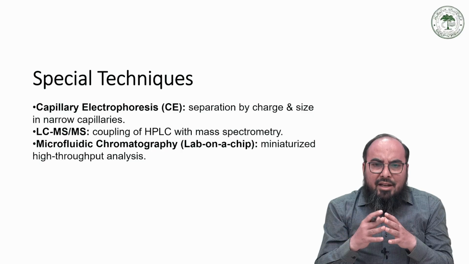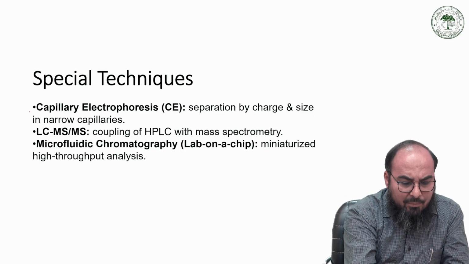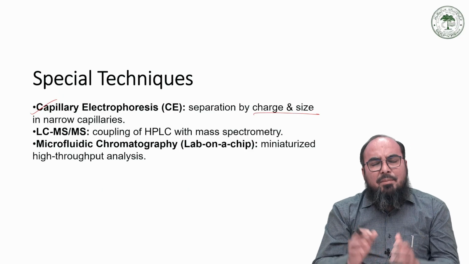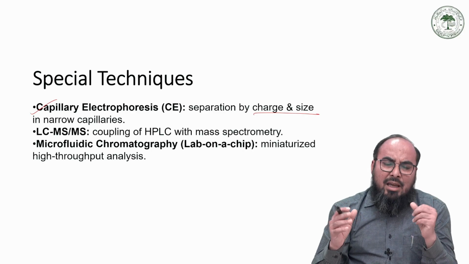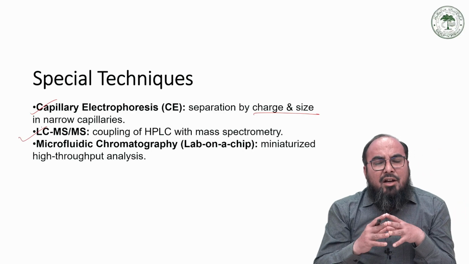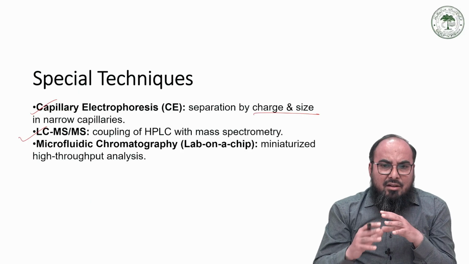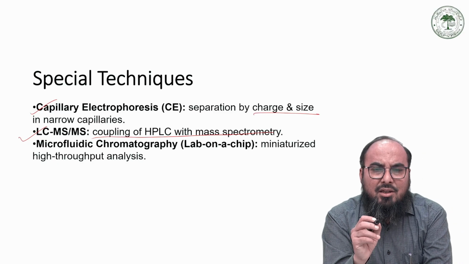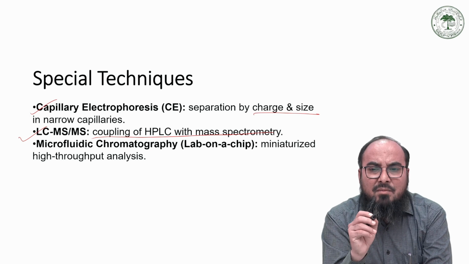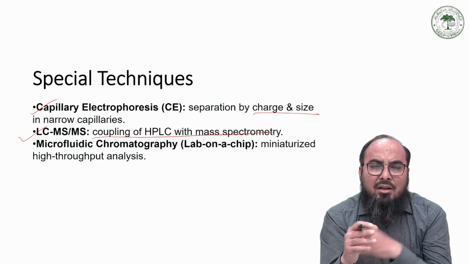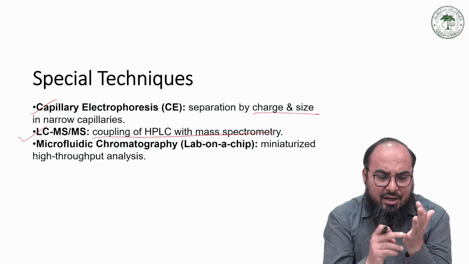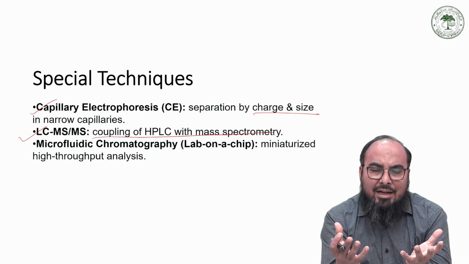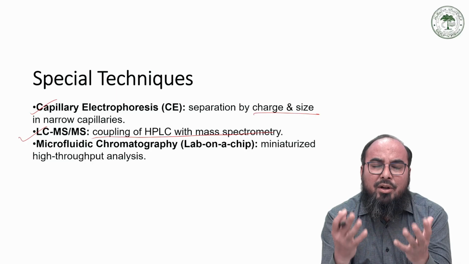Now there are other special techniques also for special purposes. For example, we have capillary electrophoresis. Here the principle of separation is the charge and the size, and the separation occurs in very narrow capillaries. Similarly, we can have liquid chromatography mass spectrometry. Here, as we have already discussed, you couple your HPLC equipment, that is high performance liquid chromatography equipment, with a mass spectrometer, so that you get identification, a qualitative idea, a quantitative idea, and by using the MS you get the structural information of the different components present in the supplied mixture.